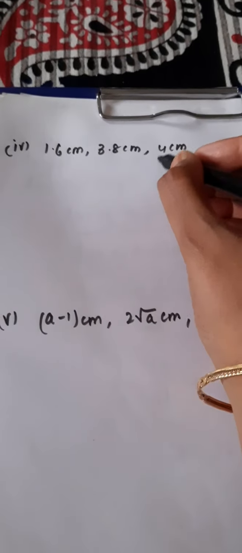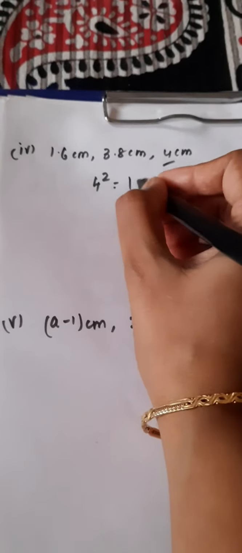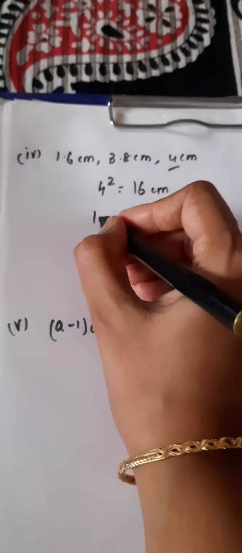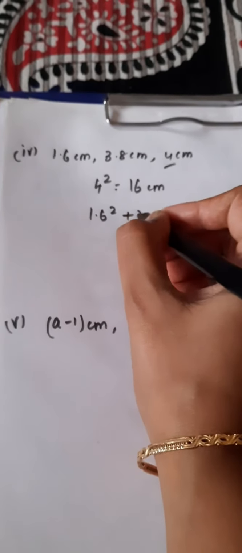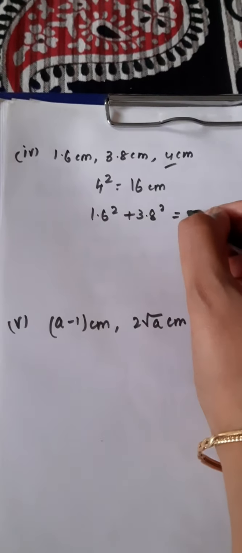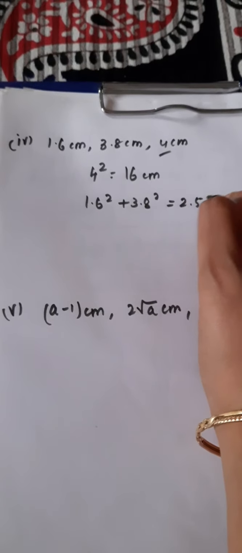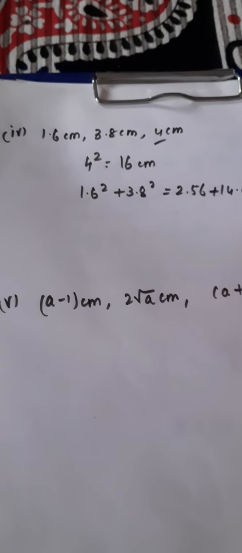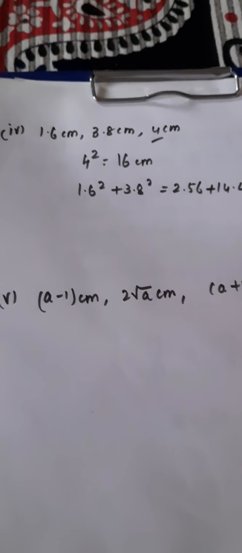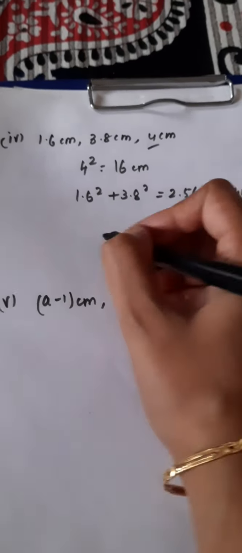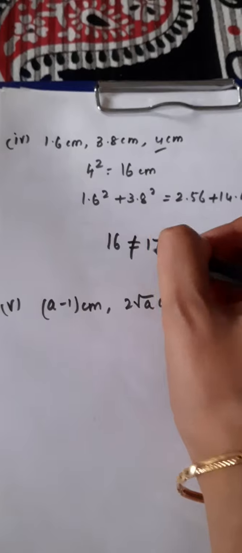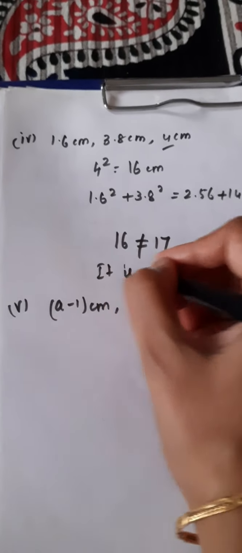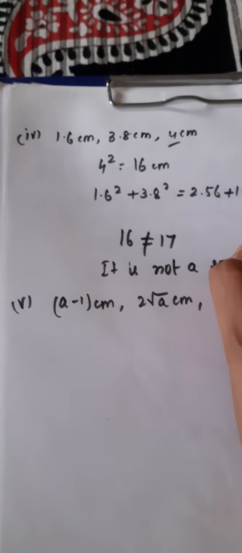Next, the fourth part of question 1 is 1.6, 3.8 and 4. Here 4 is the longest side, so 4 square is 16, and the other two sides need to be squared and summed up, we get 17. So 14.4 plus 2.56 is 17. 17 is not the same as 16. So this is not a right angle triangle.